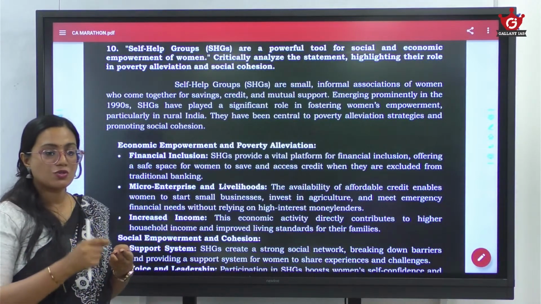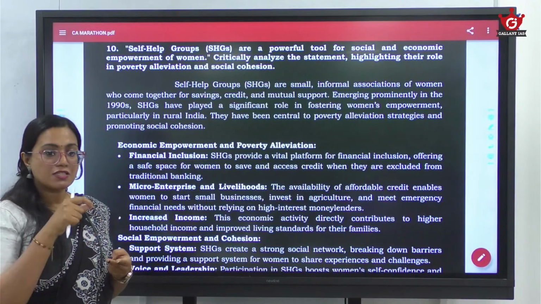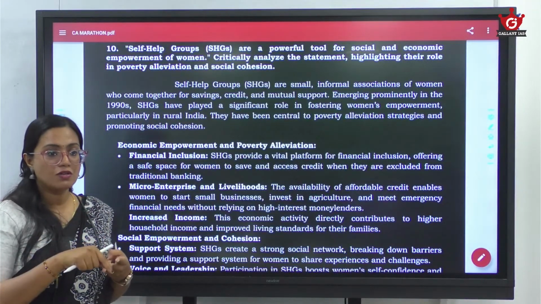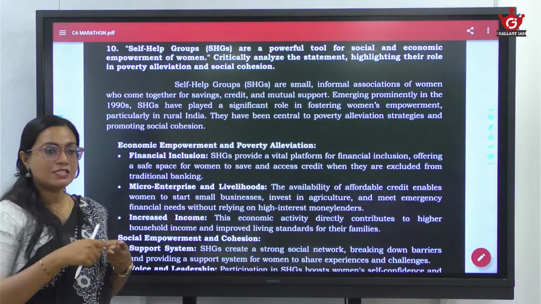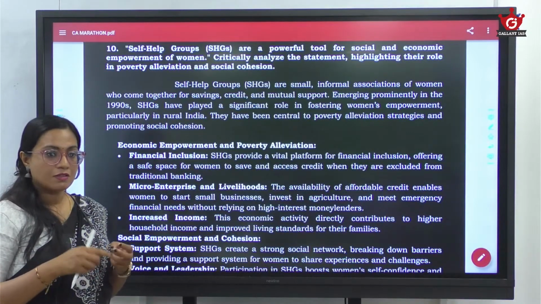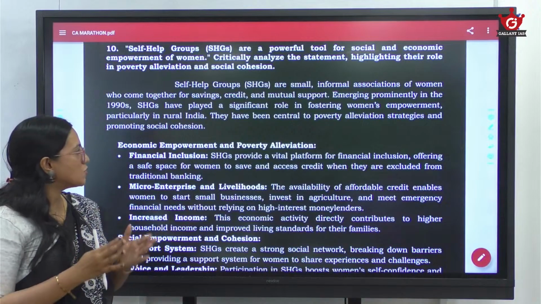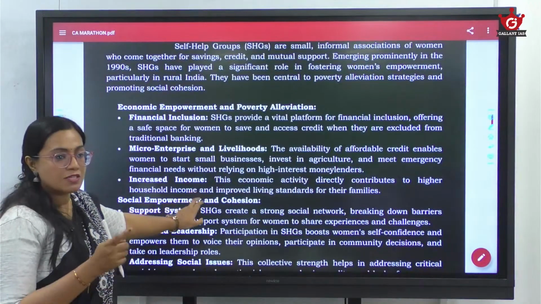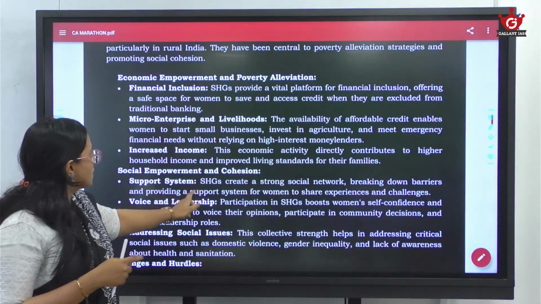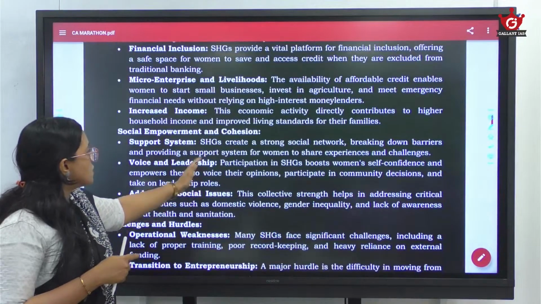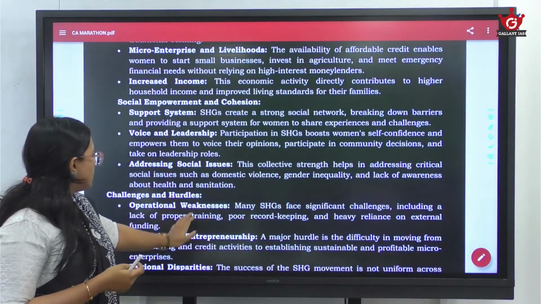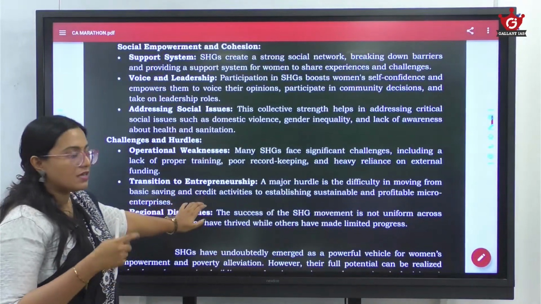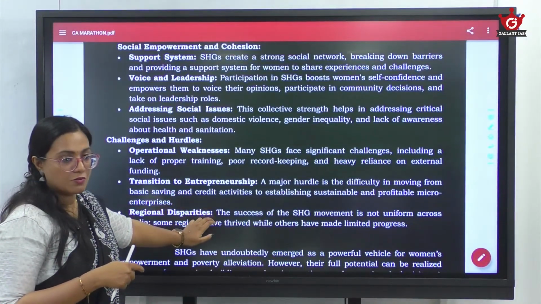So two particular issues are given to you. You should analyze the role of self-help groups in these two areas. Okay, you don't have to explain in detail about the other areas. The focus should be on poverty alleviation and social cohesion. Economic empowerment and poverty alleviation, financial inclusion, micro enterprises. Then social empowerment: support system, voice and leadership, addressing social issues. Then it's about the self-help groups.